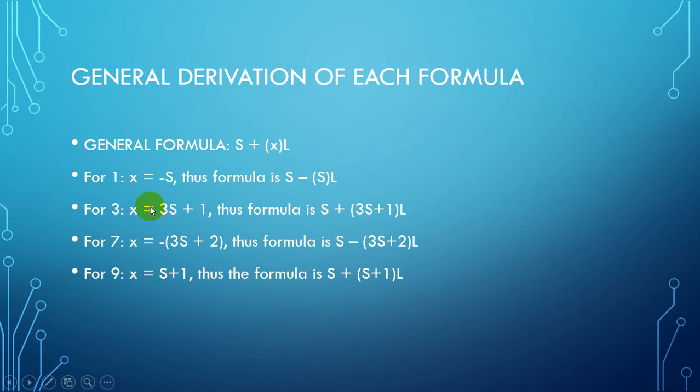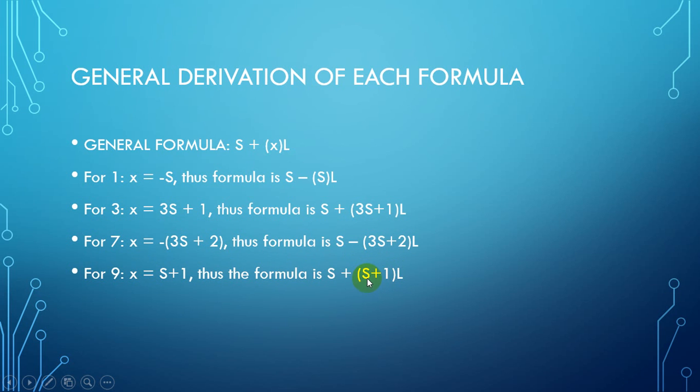But that's our formula, and that's actually pretty easy. For 3, it's a lot more complicated. The pattern is this: 3s plus 1. So the formula is s plus, and this is substituted in for x, 3s plus 1 times l. For 7, x is negative 3s plus 2, or if you distribute the negative sign, it would just be minus 3s minus 2. But we'll just bunch that all together, put it in parentheses, and notice the negative sign here. You subtract, and for 9, like I said, s plus 1 is your x, plug it in here.